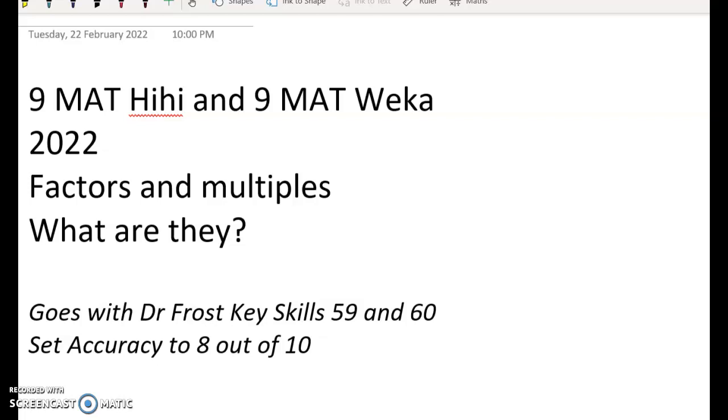Kia ora Year 9. This video is going to go through how to find the factors and the multiples of a number, and it's going to look at what they are.